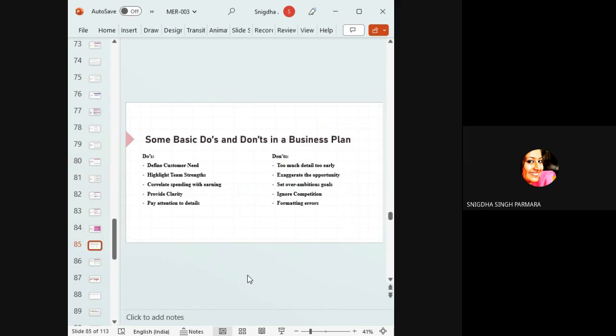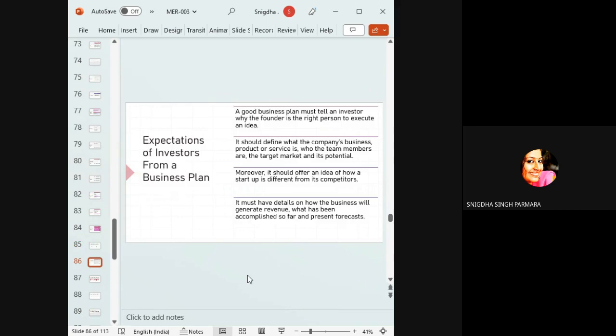What are the don'ts? You don't need to give too much detail at the early stage, because else your business idea might get copied also. Do not exaggerate the opportunity, because that would be the expectations of financial investors. Don't set over ambitious goals. Be humble at the beginning. Don't ignore competition, and there should not be formatting errors as such, because that looks very unprofessional.